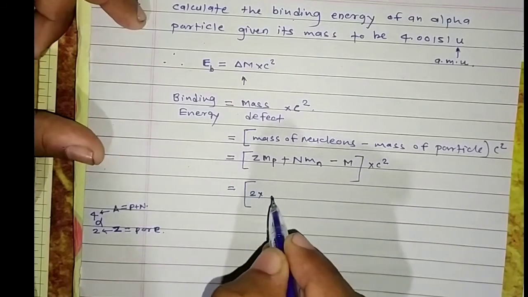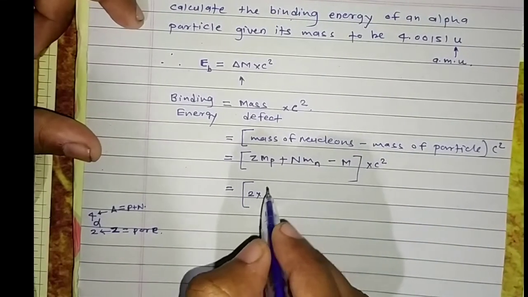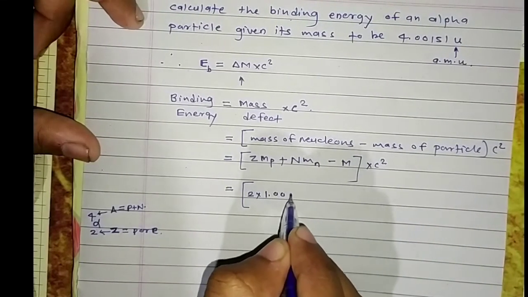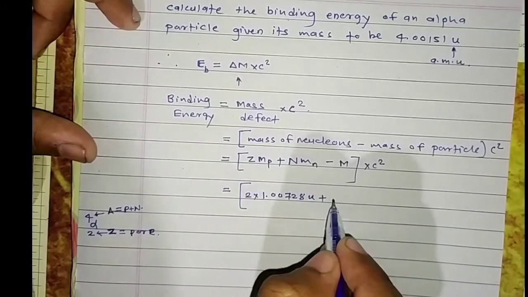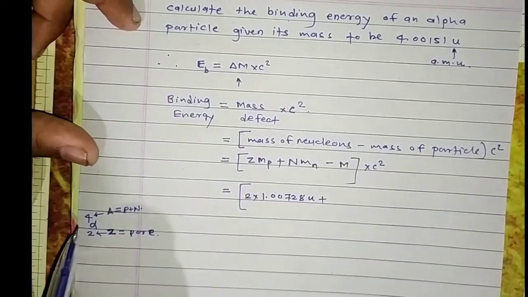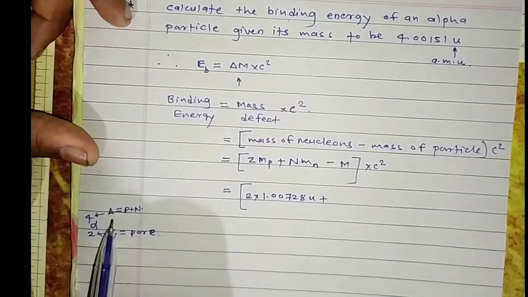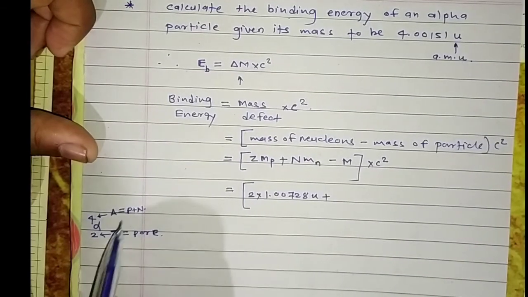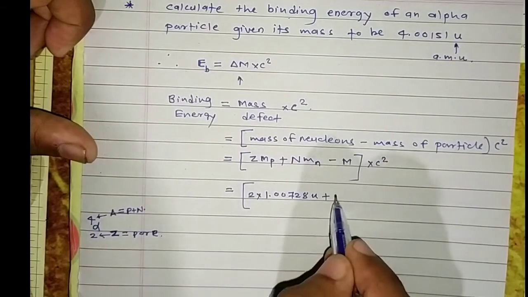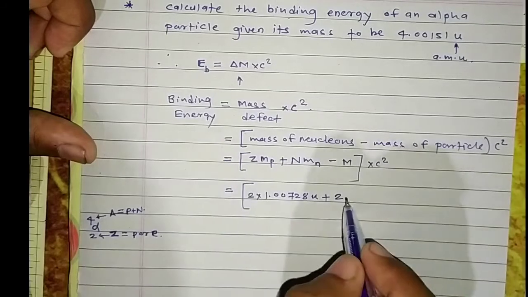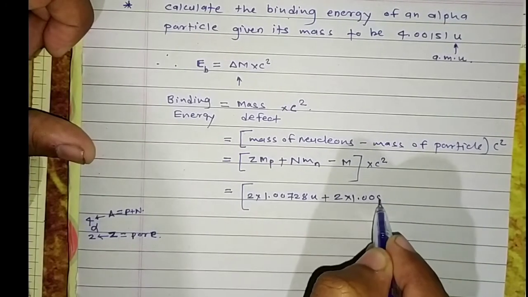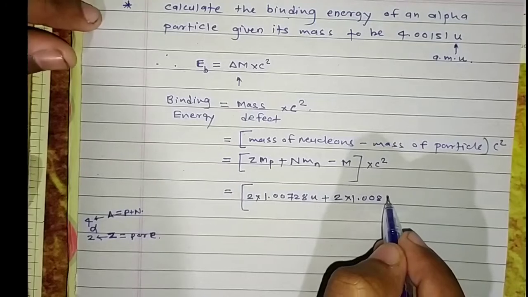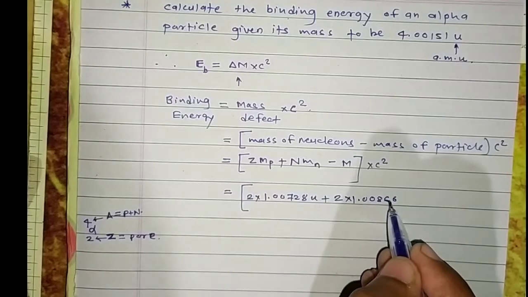So 2 into, now what is the mass of proton? The mass of proton is 1.00728 U, atomic mass unit. Now how many neutrons are there? If the mass number is 4 and there are 2 protons, then there will be 2 neutrons, 2 plus 2 equals 4. So the mass of neutron is 1.00866.